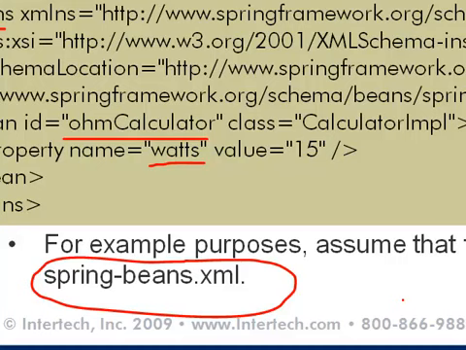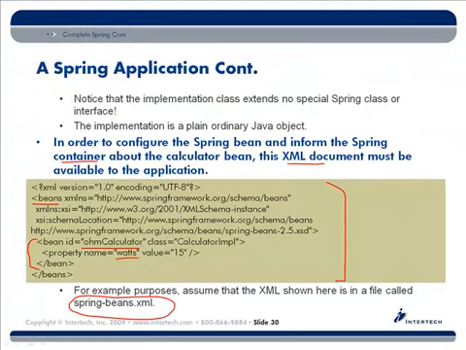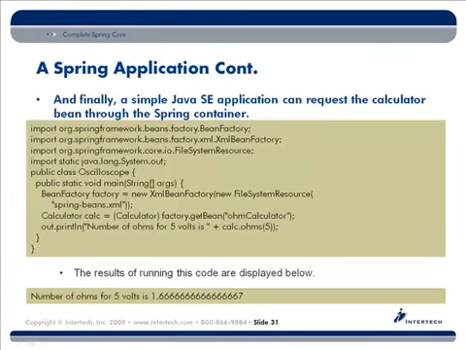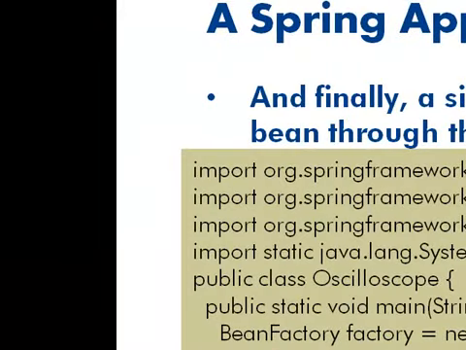So now we have our calculator impl defined, and we have a Spring bean configuration file which defines, if you will, the makeup and the structure and the configuration of that calculator impl. Now, how do we use our Spring bean, in this case in a Java SE application? Well, in this case, I've set up a little Java SE application with a simple little main method. So we've got our main method here in a class called oscilloscope.